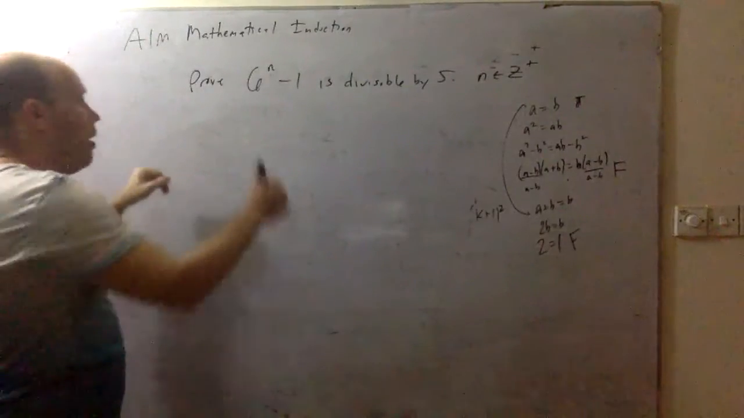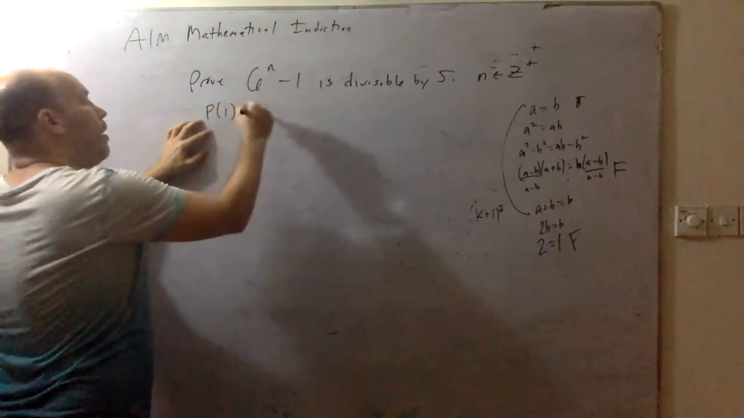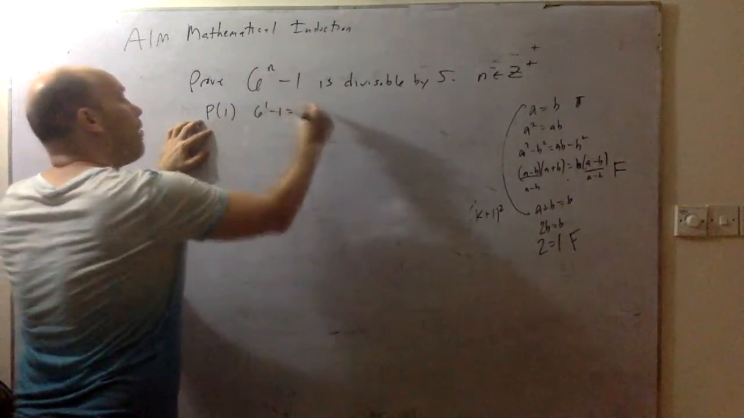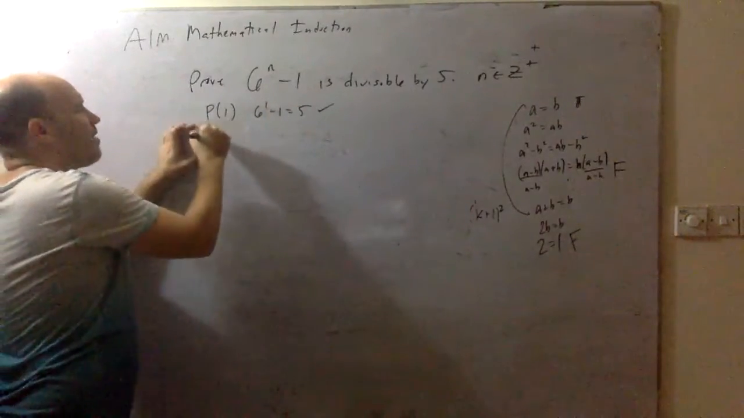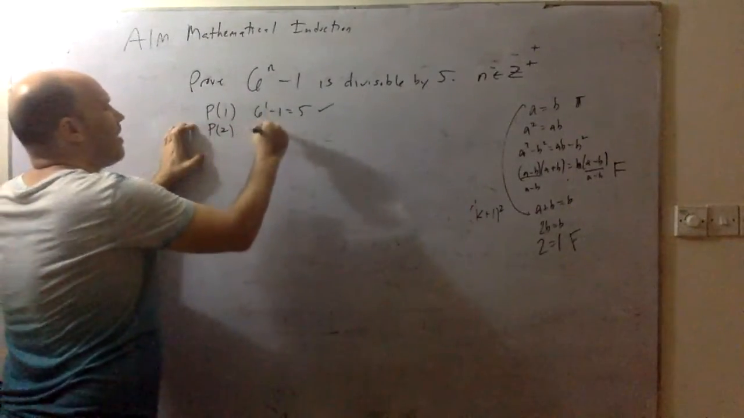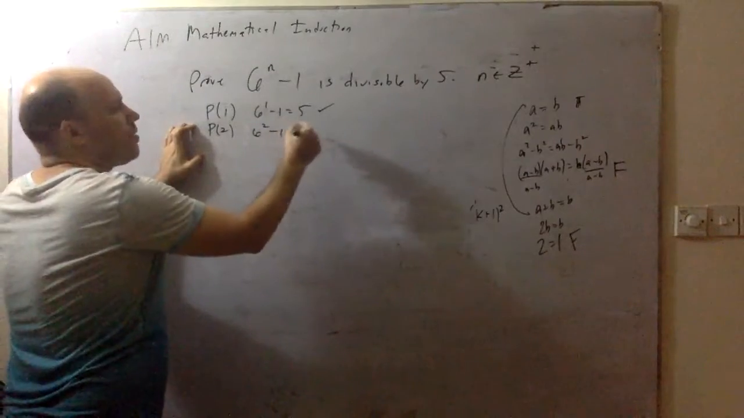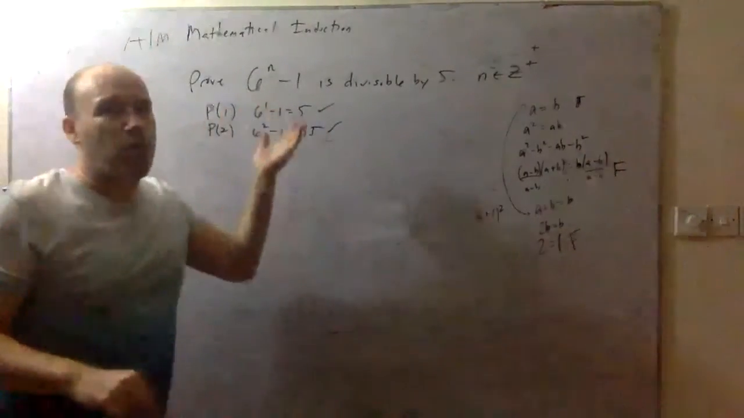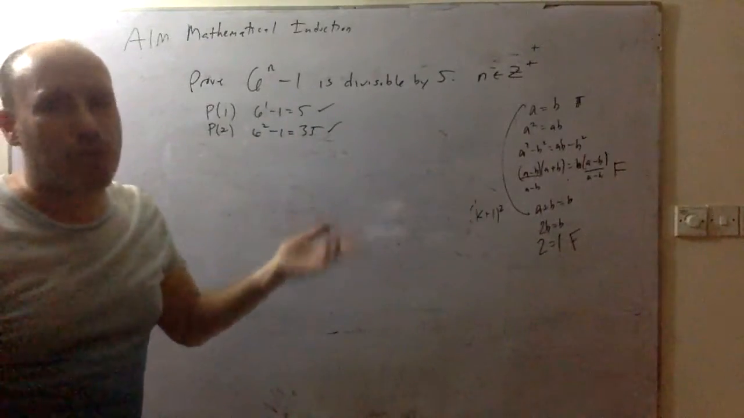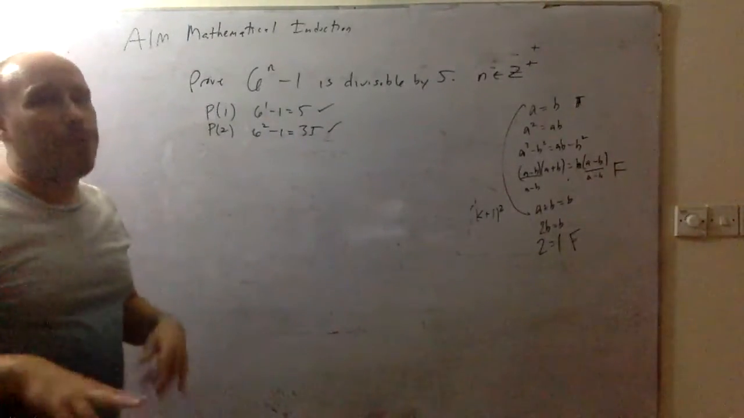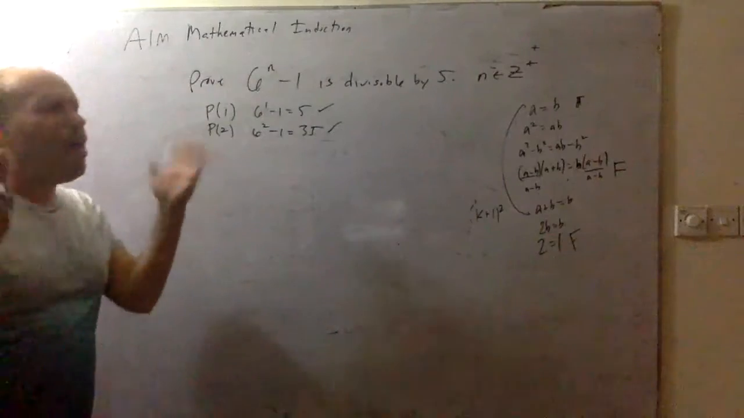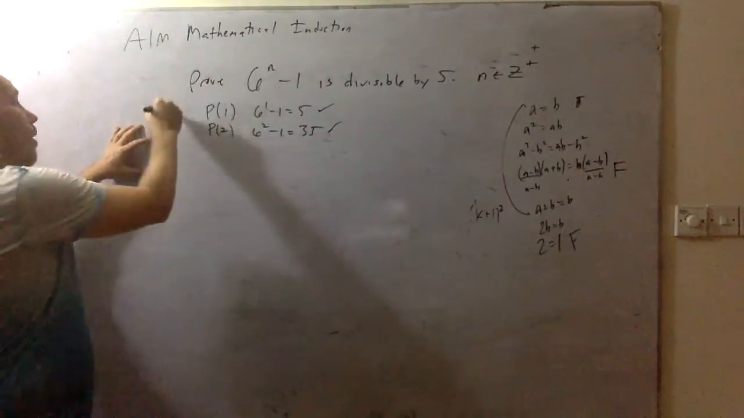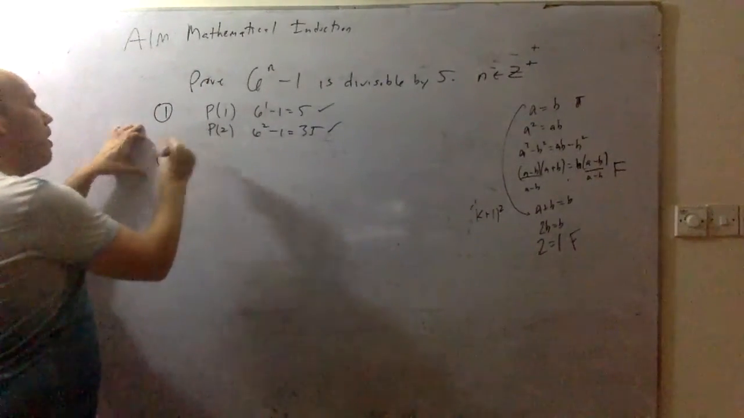So for P of 1, 6 to the 1 minus 1 equals 5. That's divisible by 5. And you can test it out. 6 squared, 36 minus 1 is 35. Works. 6 to the third is 216. 216 minus 1 is 215. That's divisible by 5. So that works. Okay, that's step 1.